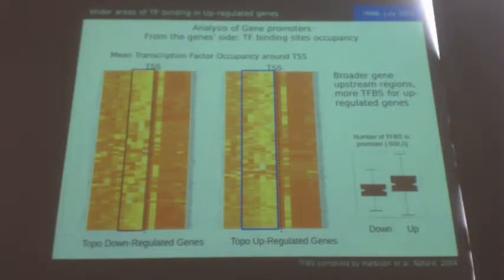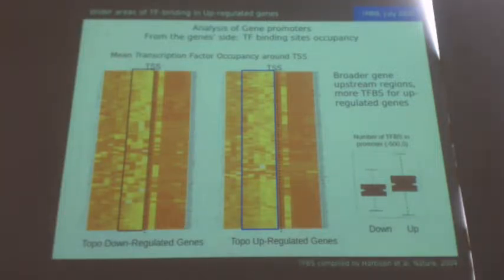Okay? So the transcription start site would be here. Bright yellow would mean that this particular transcription factor has a greater probability of having a binding site in the promoter of the downregulated genes, and here the same for the upregulated genes. One immediate observation one can make is that this area is wider than this area. What's the size of this line? This is from minus 500 to plus 500.